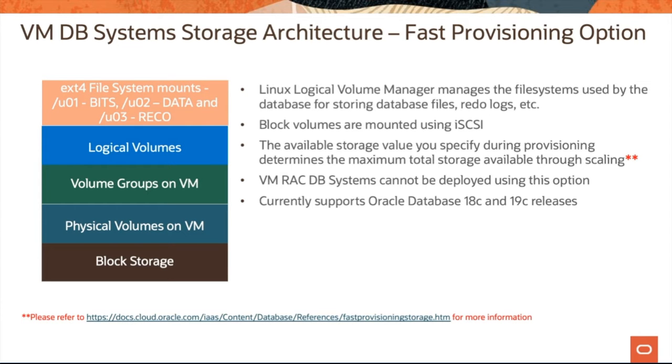VM RAC DB systems cannot be deployed using this option because we need the grid infrastructure for deploying real application clusters. Currently, we support Oracle Database 18c and 19c releases when you use the fast provisioning option for deploying your VM DB system.